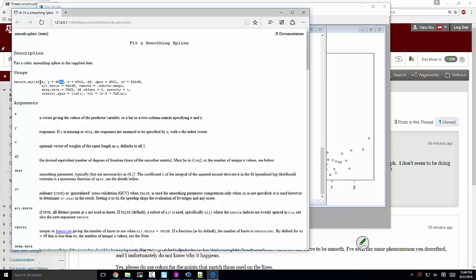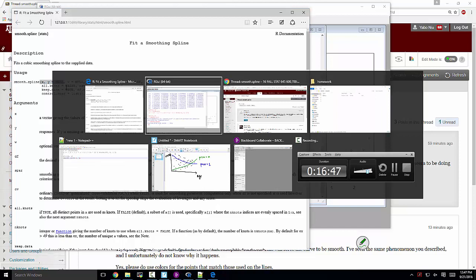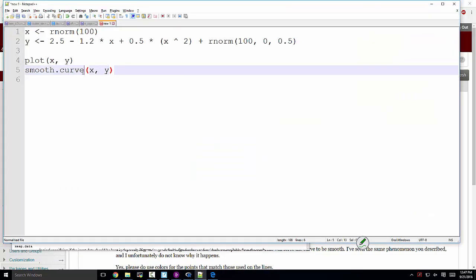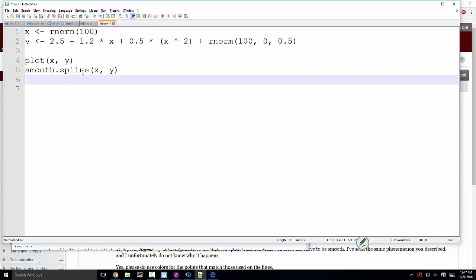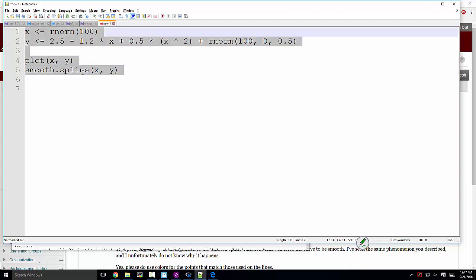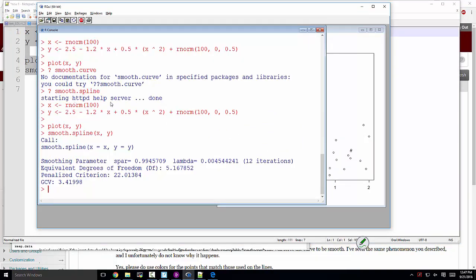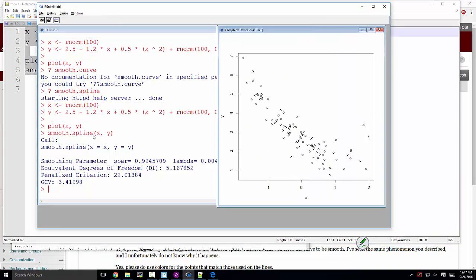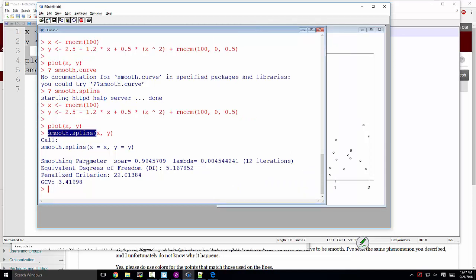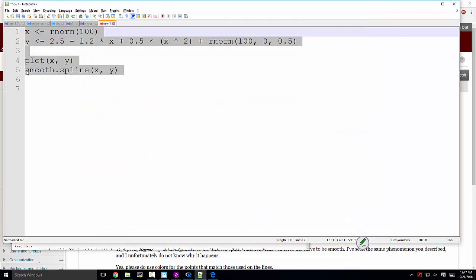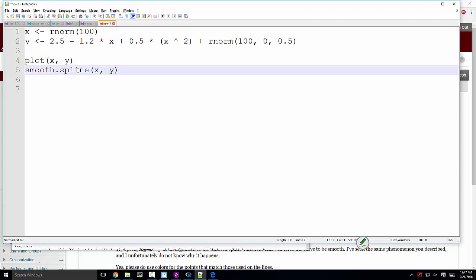Smooth.spline. Okay, so all I need to do is say x and y, just like we did with the plot function. Smooth.spline x comma y, and let's just leave it like that and see how it looks. When I say smooth.spline, it computes the goodies that are necessary, but it doesn't actually draw it. So if I want to add the curve that was computed by smooth.spline, I'm going to use the lines function.